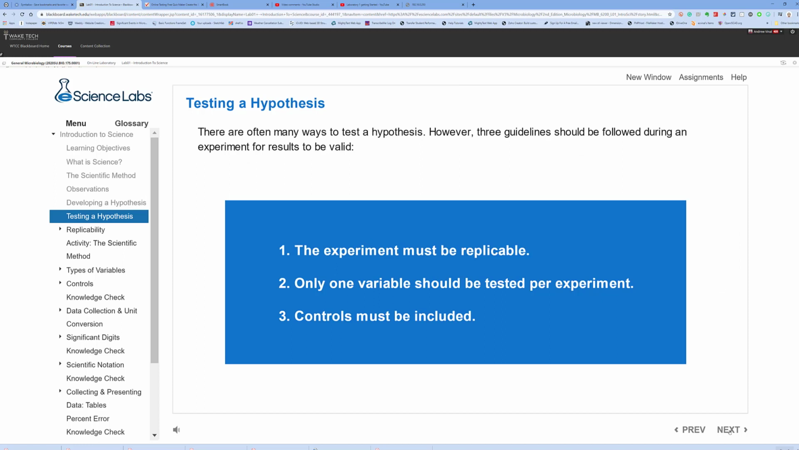There are often ways to test a hypothesis. There are 3 guidelines that should be followed during an experiment. It must be reproducible. The idea behind that, replicable or reproducible, is that the test of time determines if the science is good or not, if somebody else can reproduce your work and get the same kind of results. Only one variable should be tested per experiment, and controls, in other words, factors that may affect the outcome, need to be considered. So you run a control that hasn't been exposed to the test variable of some kind.